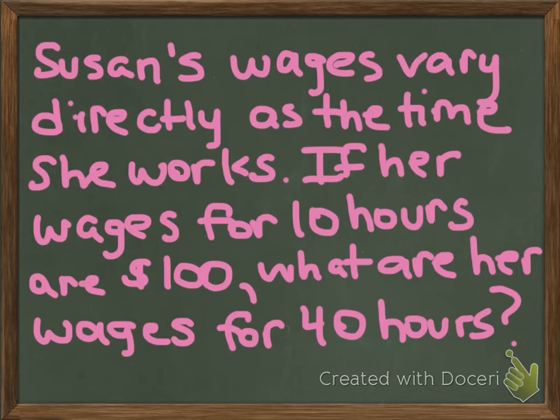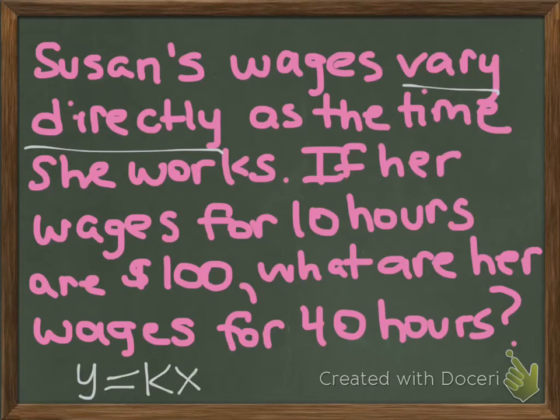The next problem, again, you want to read the problem out first. It says Susan's wages vary directly as the time she works. If her wages for 10 hours are $100, what are her wages for 40 hours? So we need to, again, think of a direct variation equation because of the fact that it says vary directly. So we're using y equals kx.